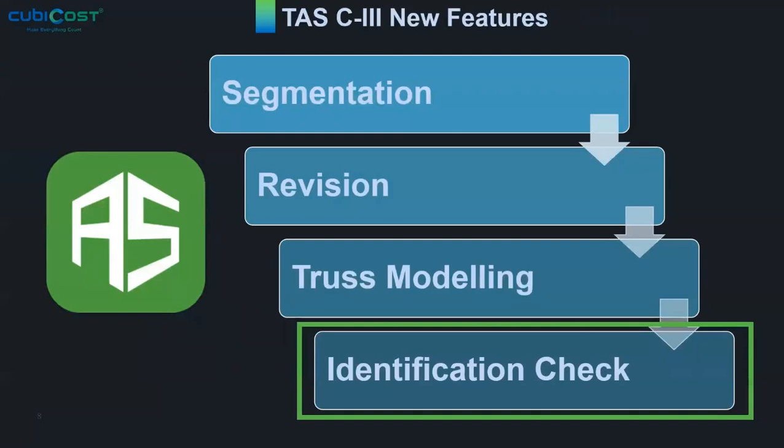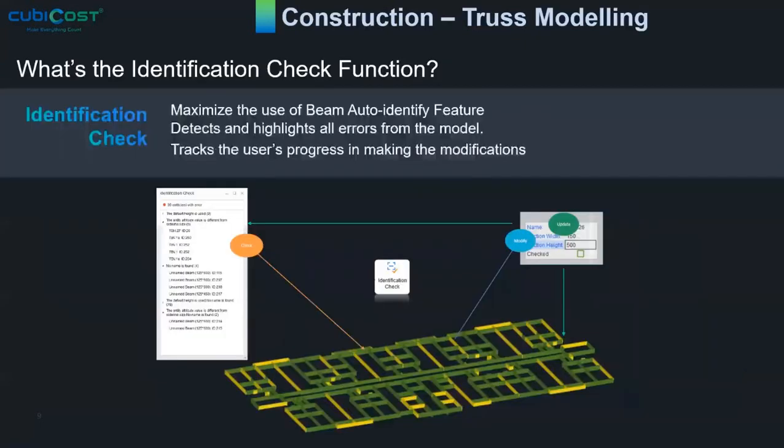Lastly, for the identification check, this is a sub-function of the overall beam auto-identification feature. It will detect and highlight all the errors from the model, if there are any, and it will help us track our progress in making these modifications. All of these new features will be discussed in detail in the next videos.